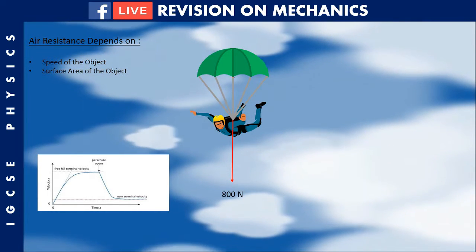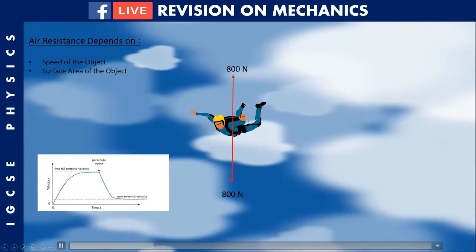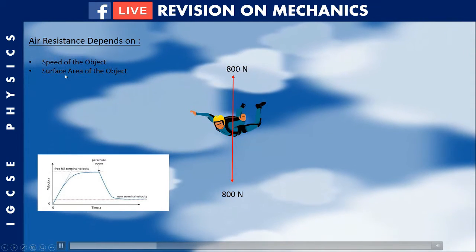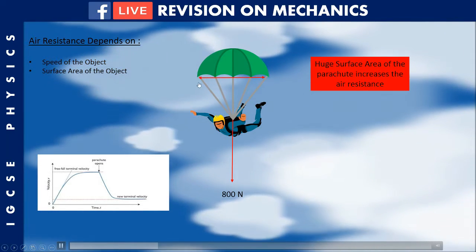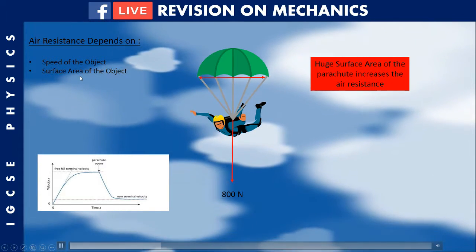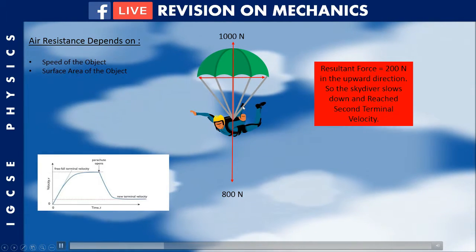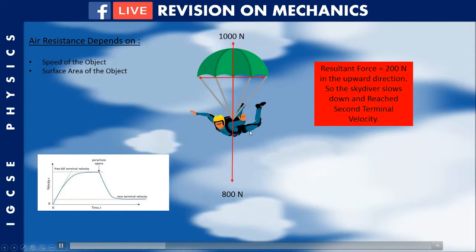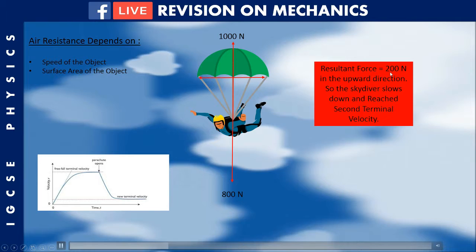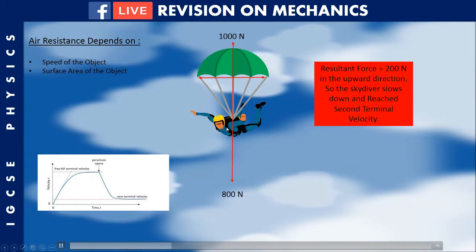Okay, so what is the difference? Before opening the parachute, he had a small surface area, and the parachute is usually so big that the surface area becomes much bigger. So as you can see, this huge surface area of the parachute increases the air resistance. Surface area increases, so the air resistance will increase. It has increased to such a point that it becomes more than the weight. So you can see we have a resultant force of 200 Newton in the upward direction. So the skydiver will slow down and reach a second terminal velocity.